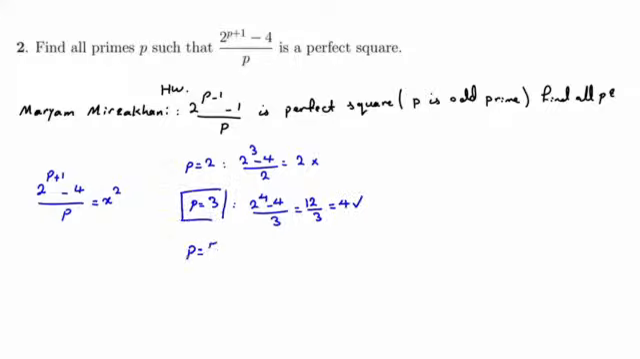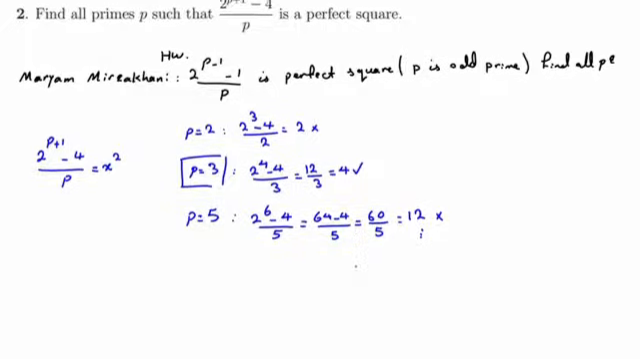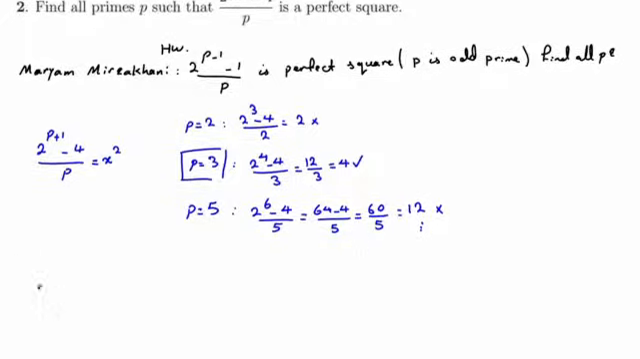For example, we can check p = 5. It will be (2^6 - 4)/5, which is (64 - 4)/5, 60/5, which is 12. It's not good. So let's consider the general case.